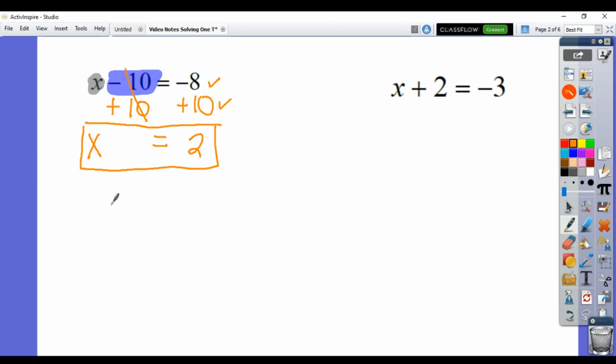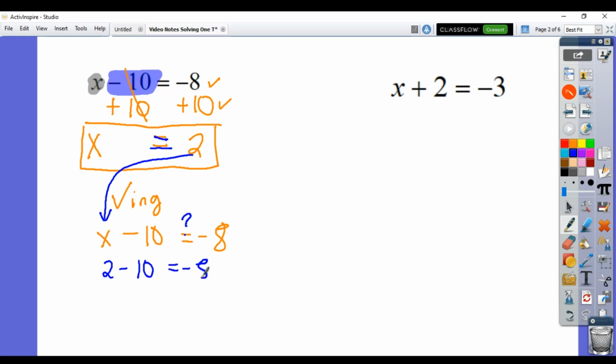And that's our answer. If you would like to check our answer, the question is x minus 10 is equal to negative 8. We will put a question mark here. Right now, we said that x equals 2. So we're going to plug the 2 in for the x in the problem. So 2 minus 10 is equal to negative 8, question mark. What's 2 minus 10? 2 minus 10 is negative 8. Is negative 8 equal to negative 8? Yes, they are equal. So therefore, our answer is correct. x equals 2. Kaboom.